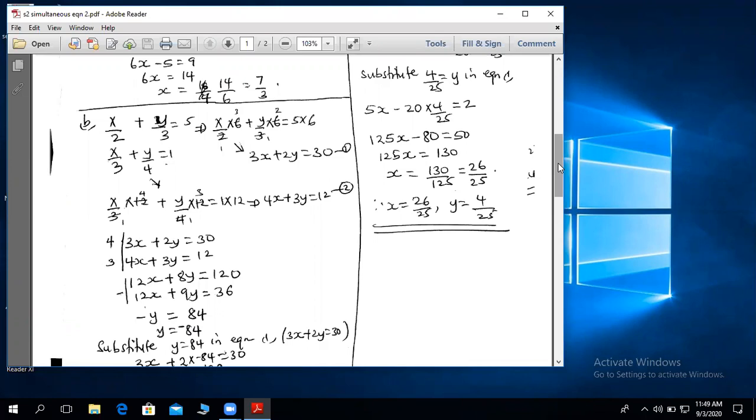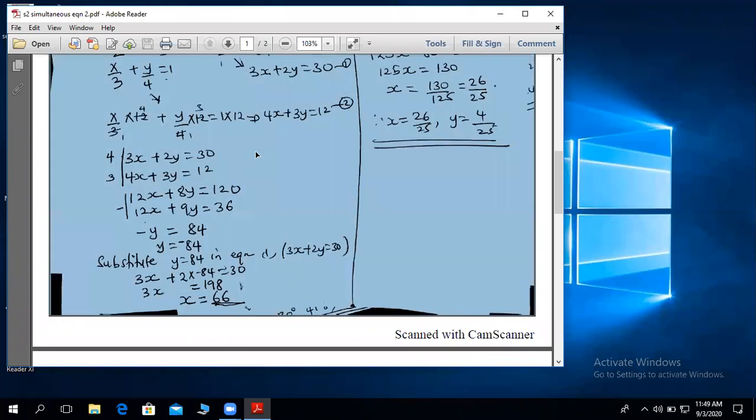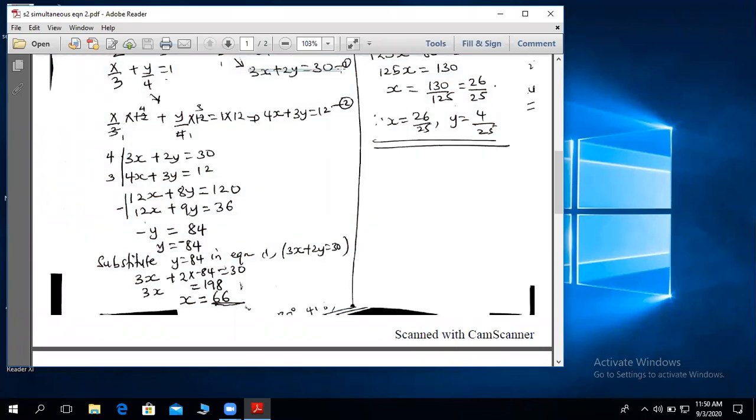Now, when I get y as -84, I will now struggle to get the value of x. I will substitute this in any one equation. For example, my choice of equation is equation 1, which is this one. It is 3x plus 2y equal to 30. But y is -84, so where there is y, I put there -84, and that's exactly what you are seeing here.